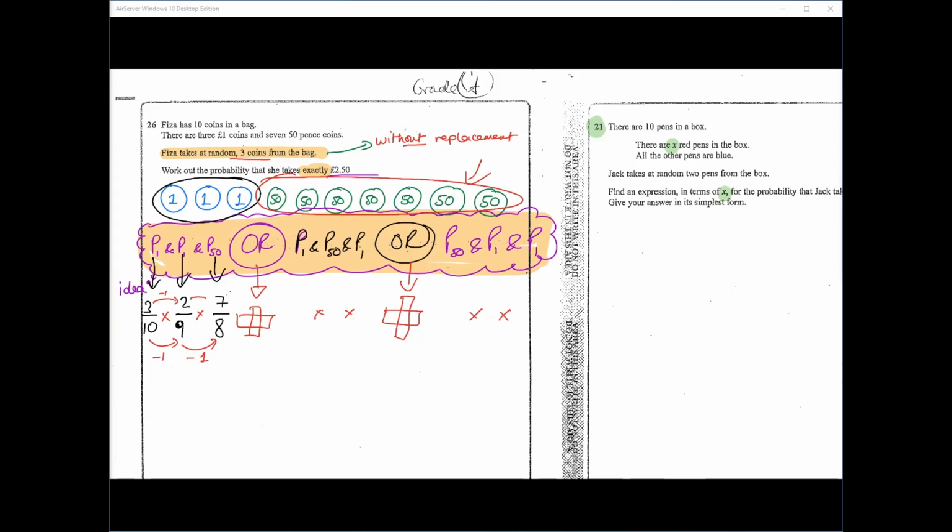So nothing is happening here. Nothing is happening in this part of the calculation. Okay, done. Fantastic. The next part, Layla: the probability of the first one is going to be 3/10. Again 3/10, and the probability of the first 50p is 7 out of 9. Lovely. And what's the probability of another pound now?